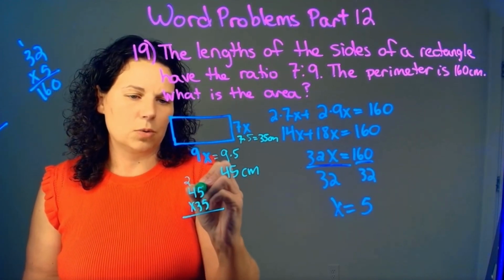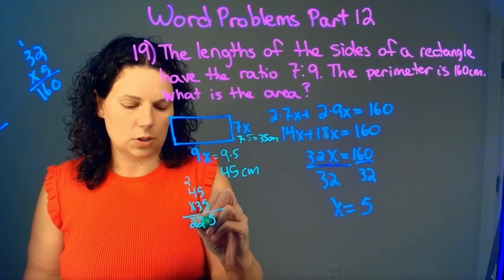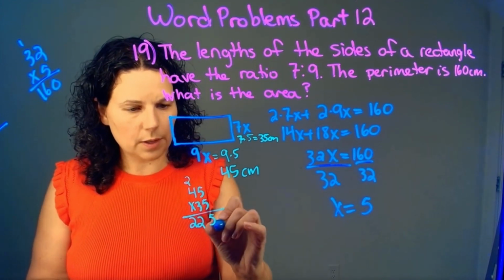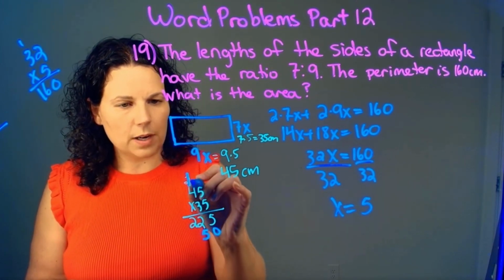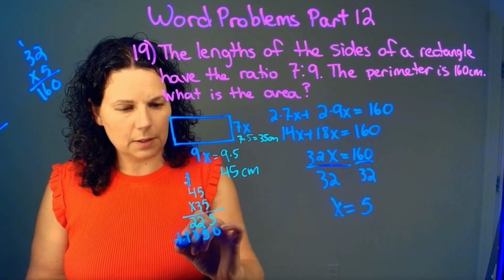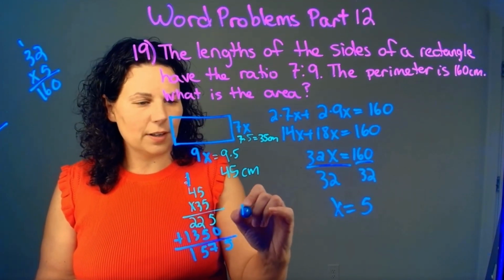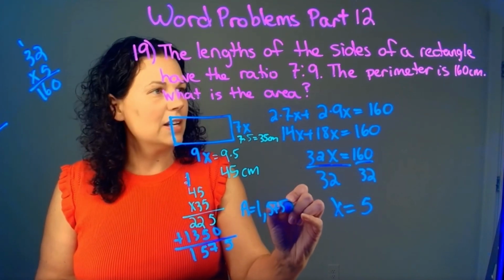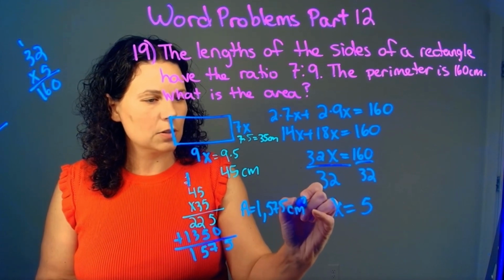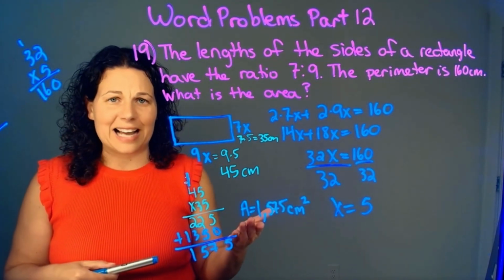5 times 5 is 25. 5 times 4 is 20 plus 2 is 22. Put a 0 in there as a placeholder. 3 times 5 is 15. 12, 13 when I multiply there. Add. So my area is 1,575 centimeters squared. So there's all different kinds of ways that your teacher can ask this question.